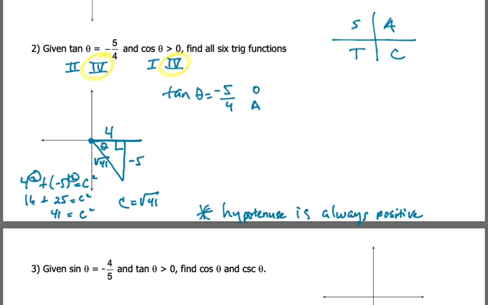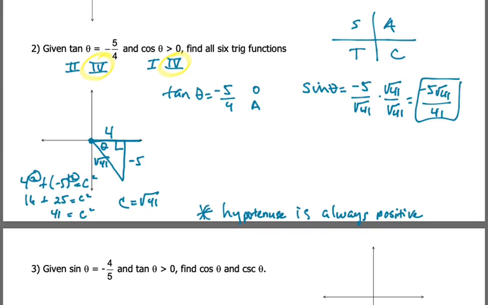Okay. So now it wants us to find all 6 trig functions. So we've got sine theta, which is opposite over hypotenuse, so it's going to be -5 over the square root of 41. Now we're not supposed to have a radical in the denominator, so we need to rationalize that by multiplying the top and bottom by square root of 41, and that becomes -5 square root of 41 over 41. So that's what the sine is.